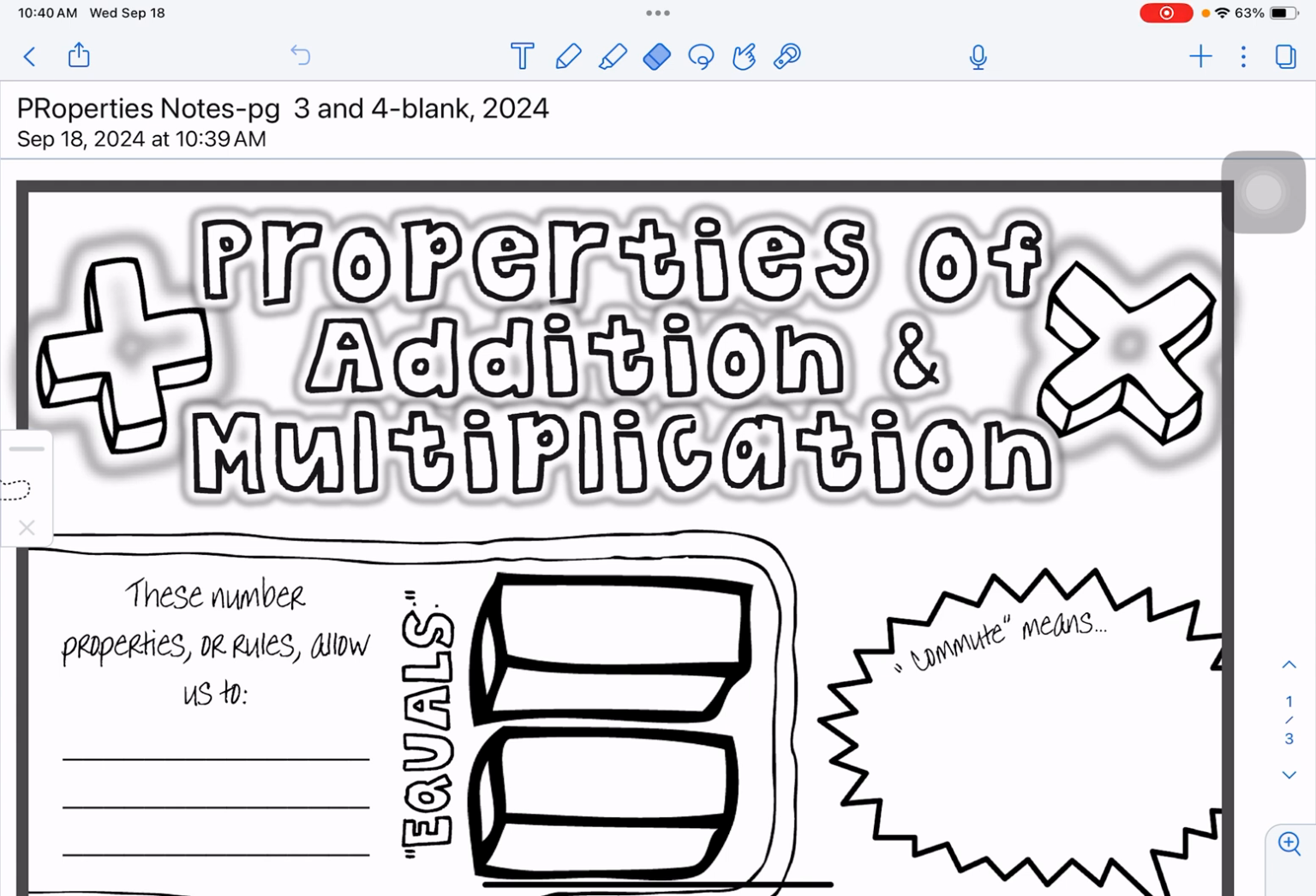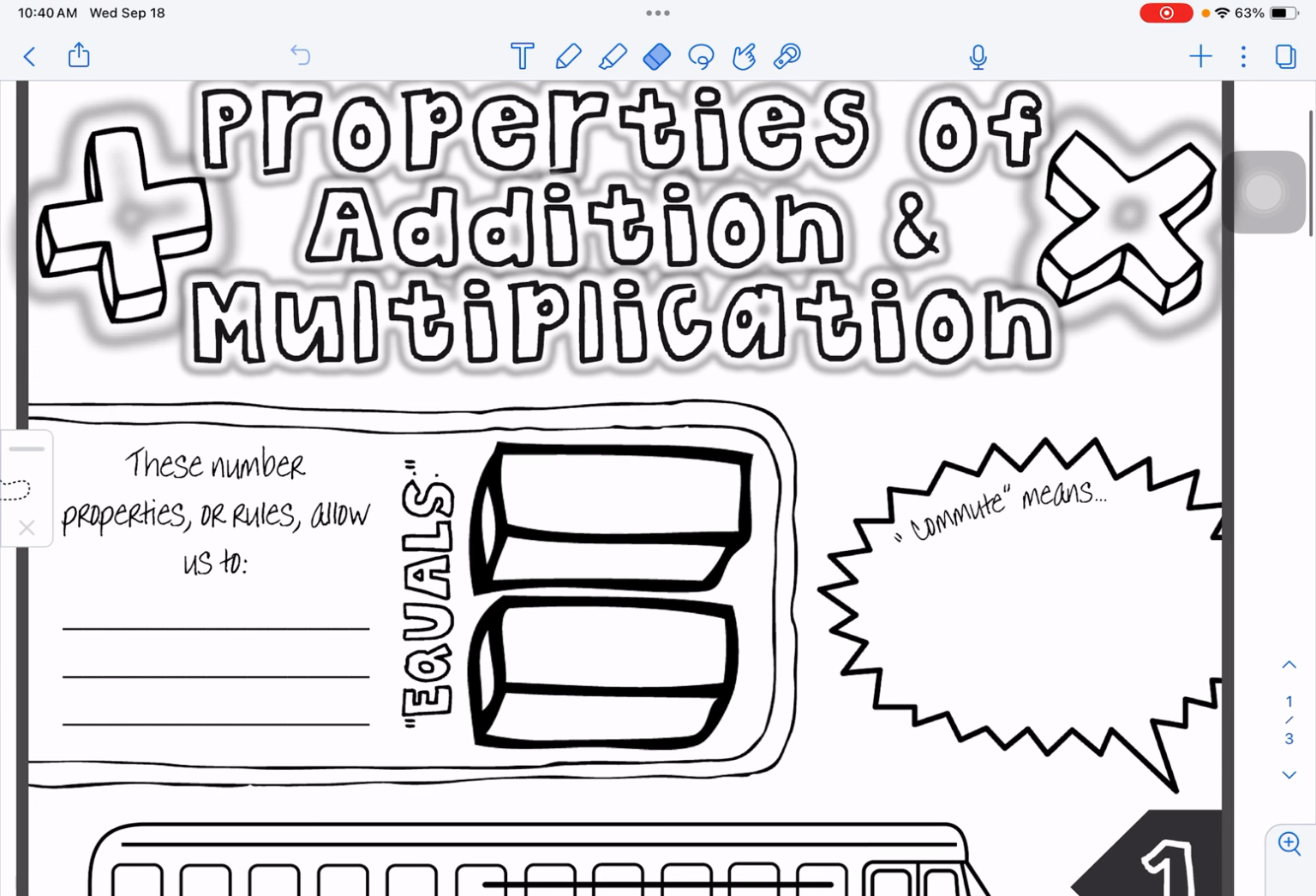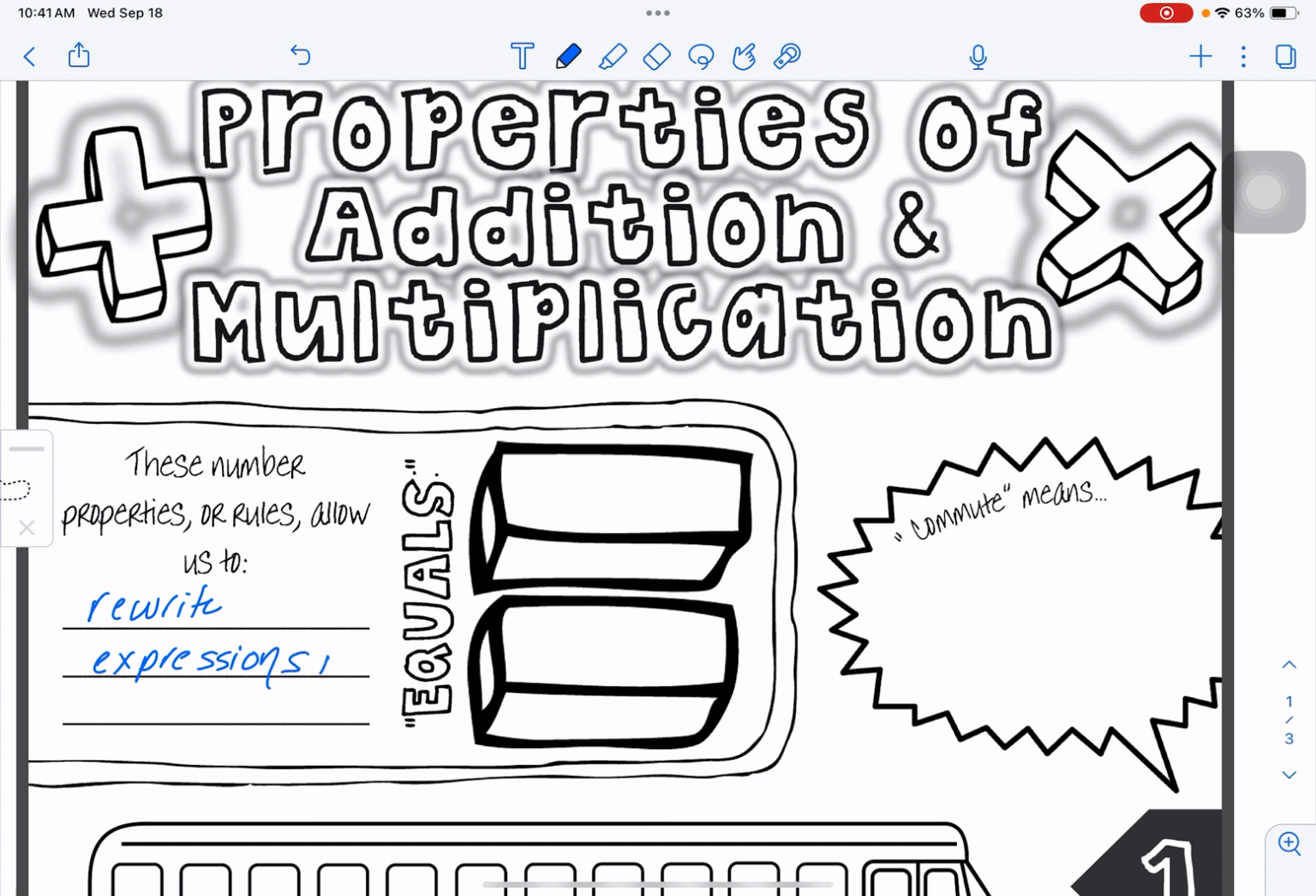How many of you like to do things the easier way? Well, these properties that we're going to look at today are rules that allow us to rewrite expressions. So if you can have your note packet out and be filling it in with me, that would be great. They allow you to rewrite expressions in an equivalent way, and usually that way is making it an easier problem for you to solve.